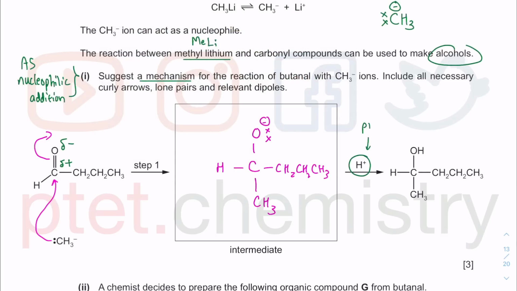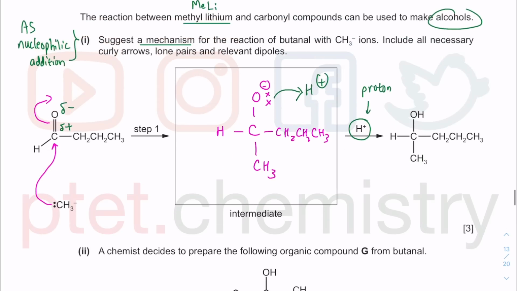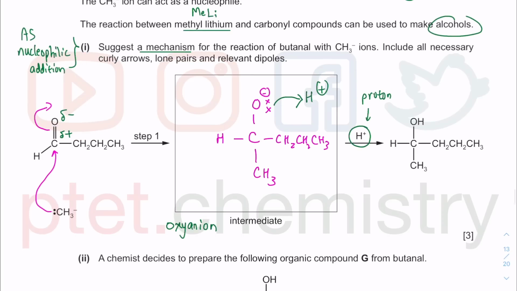So this is protons with no electrons. When you add in the H+, the lone pair picks up and donates and forms a dative covalent bond. It will just pick up and form a normal covalent bond to produce your alcohol there. And this is your oxy-anion intermediate, very similar to your AS nucleophilic addition, except that you're not using CN- or H-, you're using a lone pair on the CH3- there.